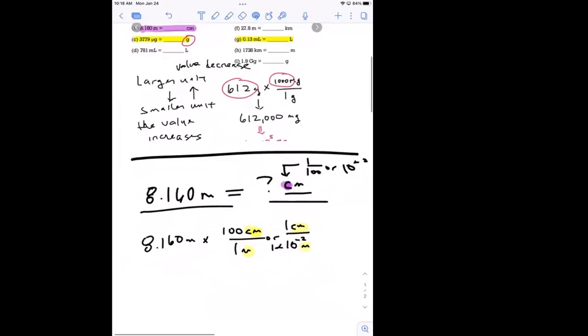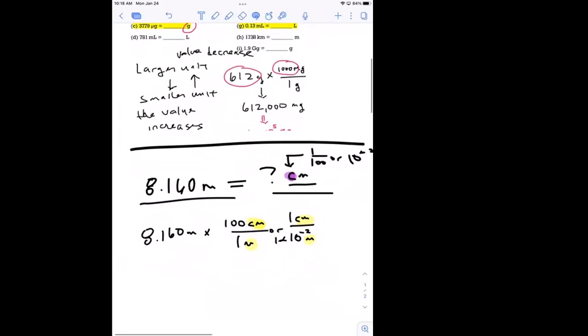All right. Notice another thing. I'm going from a larger unit to a smaller unit. Normally, that means my number is going to get bigger, and not smaller. So let's calculate that out. Let's use this one. 8.160 meters. The meters is going to cancel. That's going to be 8.160 times 100.